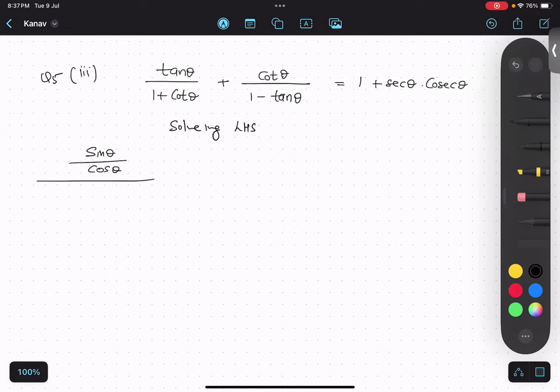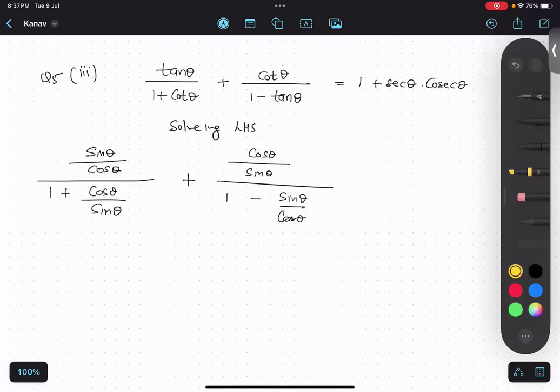upon 1 plus cos theta upon sine theta. There is a plus. Yeah. So cos theta upon sine theta. Over here, your handwriting also matters. The neater you write, the easier it is for you to understand. Sine theta upon cos theta.